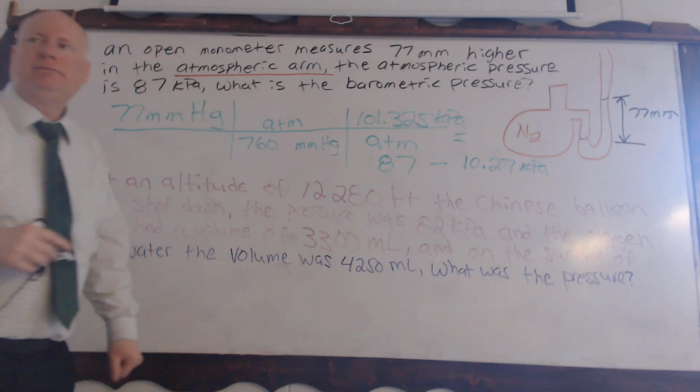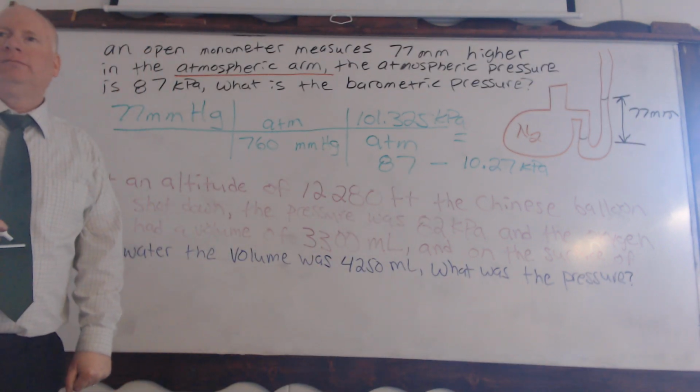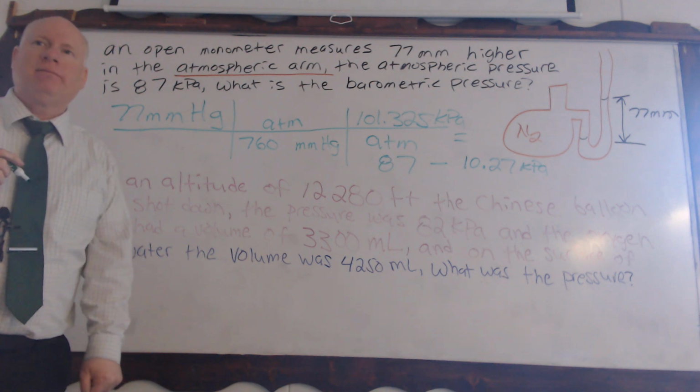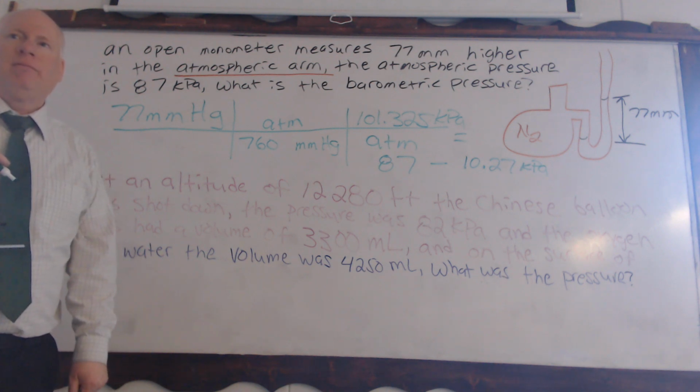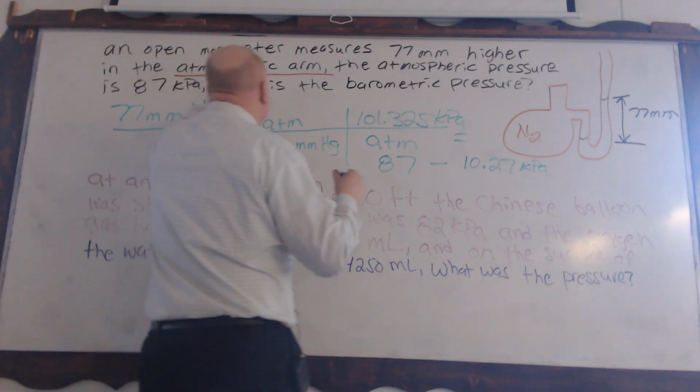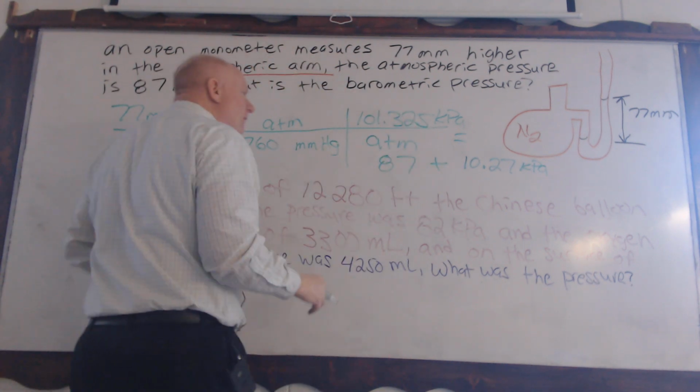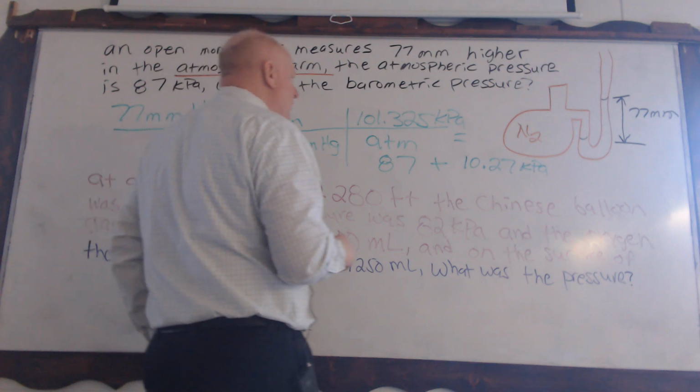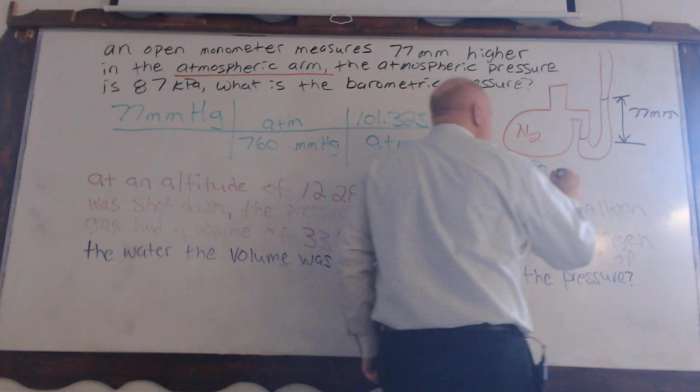You're right. Why? Yeah, you always add. If it's in the atmospheric arm, you want to add. So then 97.27.